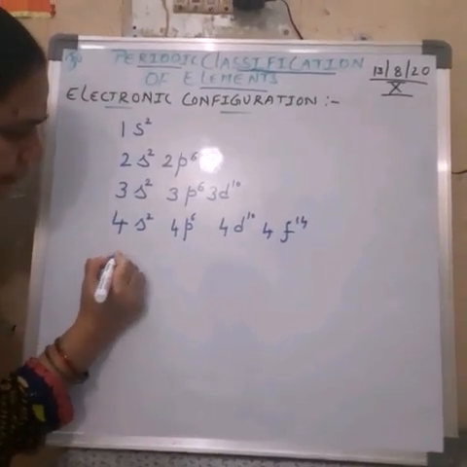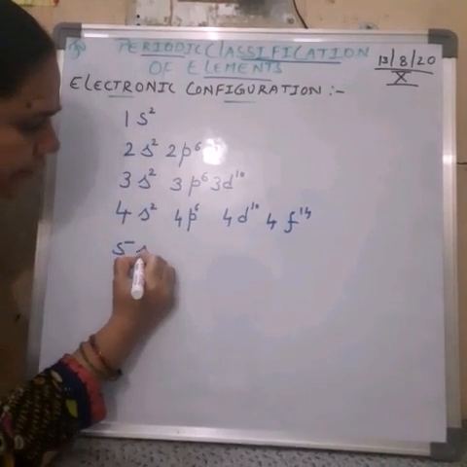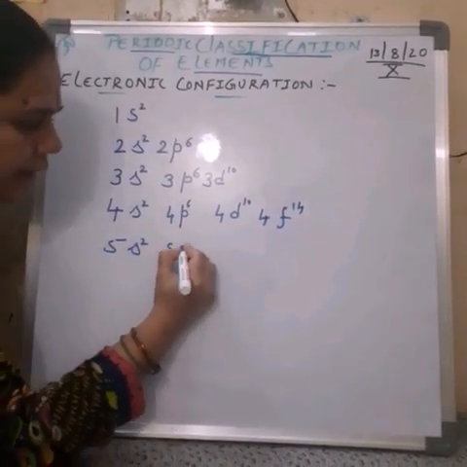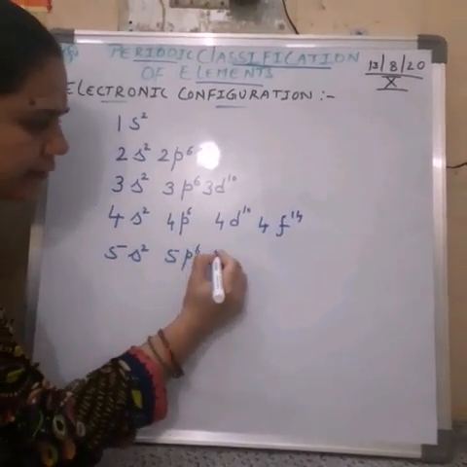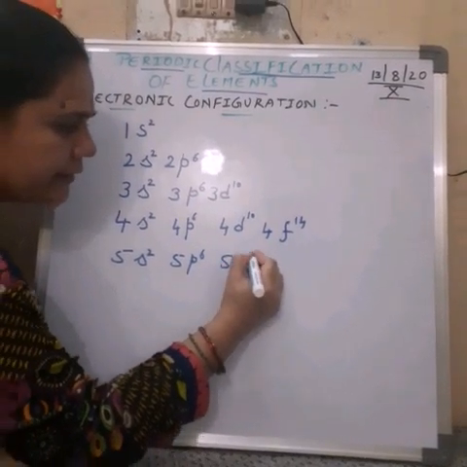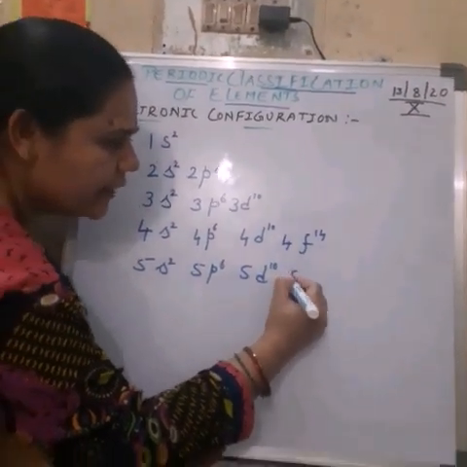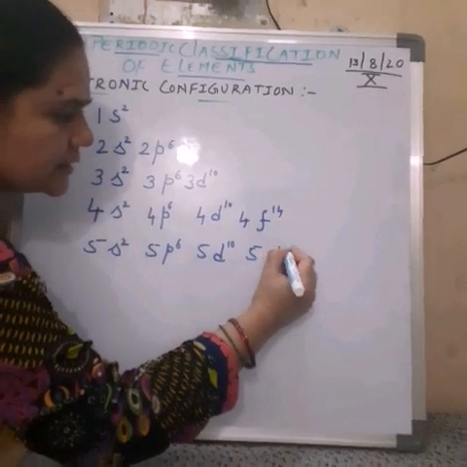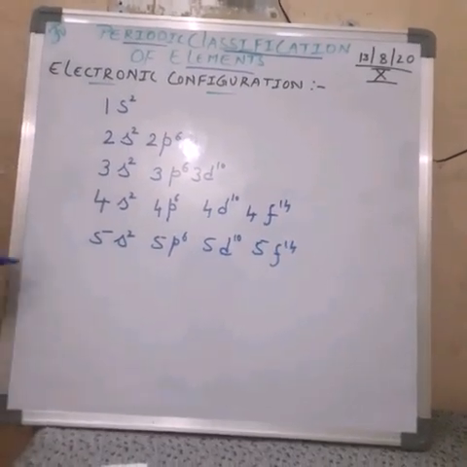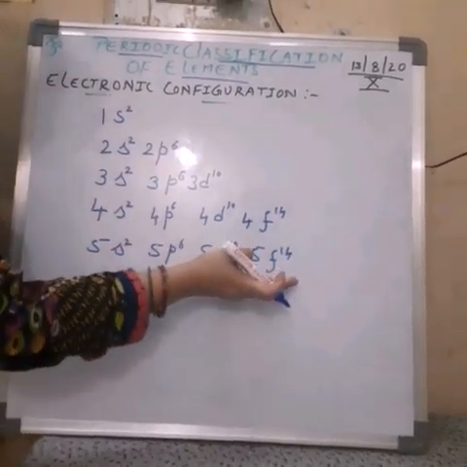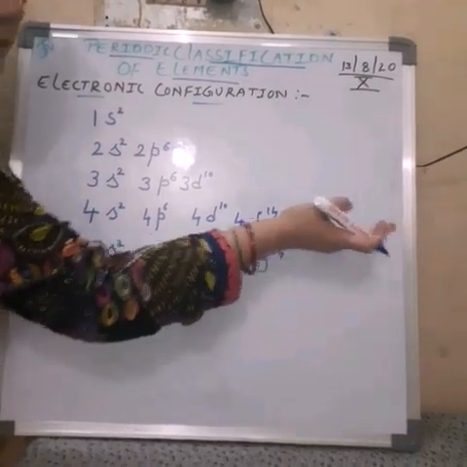Then comes the 5th shell: 5s2, 5p6, 5d10 and 5f14. Since we have not discovered elements to this capacity, we will not write the next suborbitals.